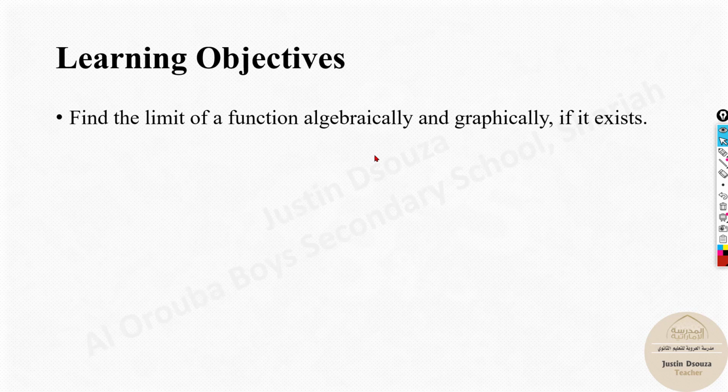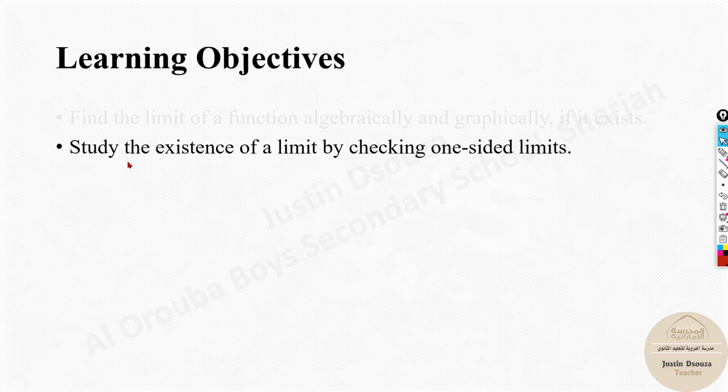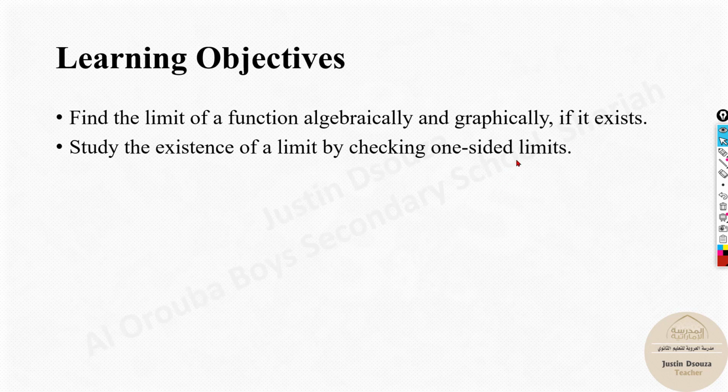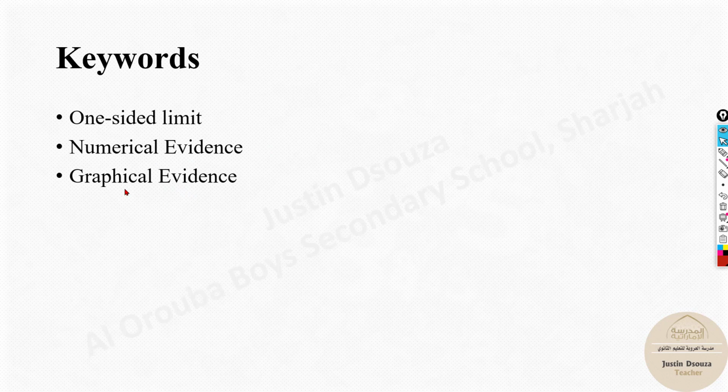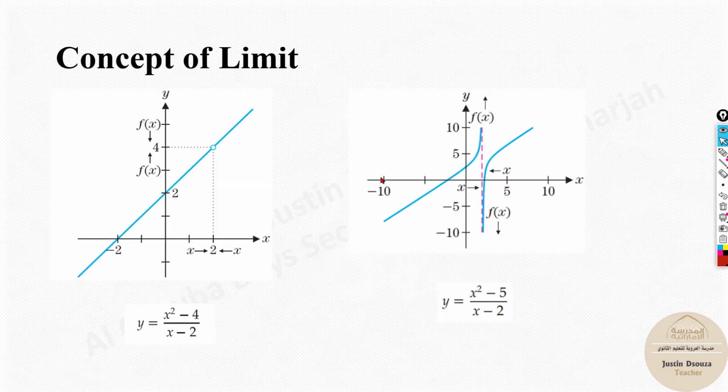Find the limit of a function algebraically and graphically if it exists. Study the existence of a limit by checking one-sided limits. Okay. Now we will go through both of these. You might find all these words, one-sided limit, algebraically, graphically, what is a limit exactly? We will see it in a while. So the keywords are one-sided limit, numerical evidence, graphical evidence. So we will look into all of this now.